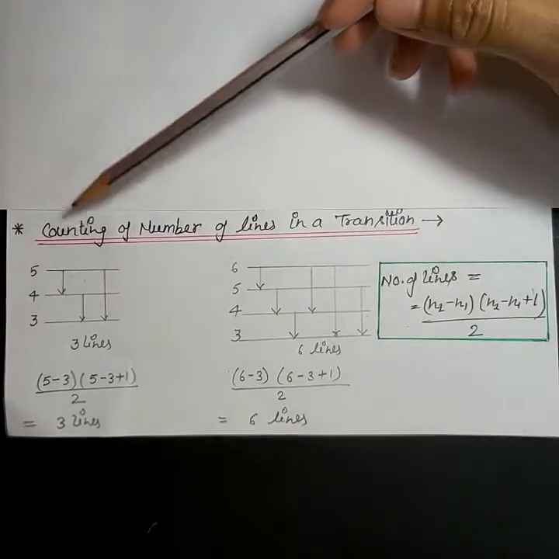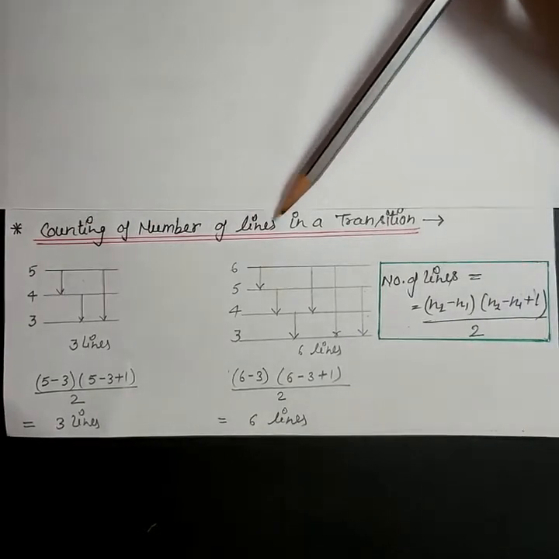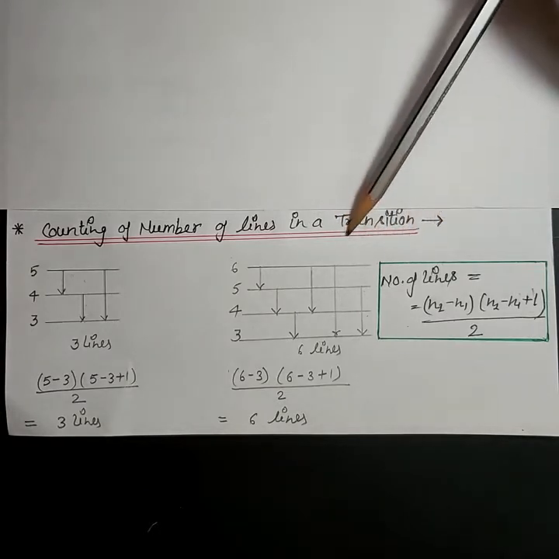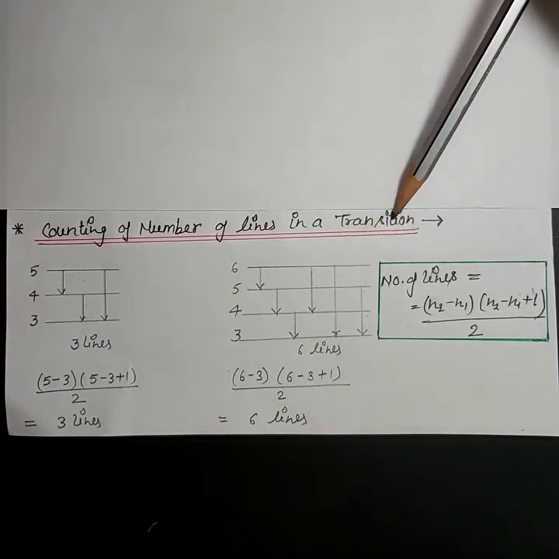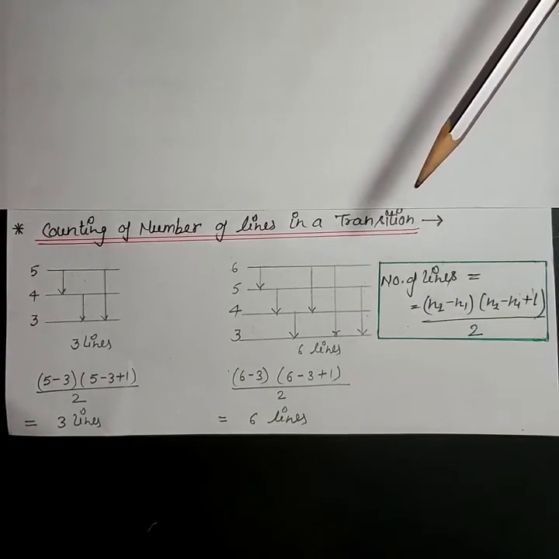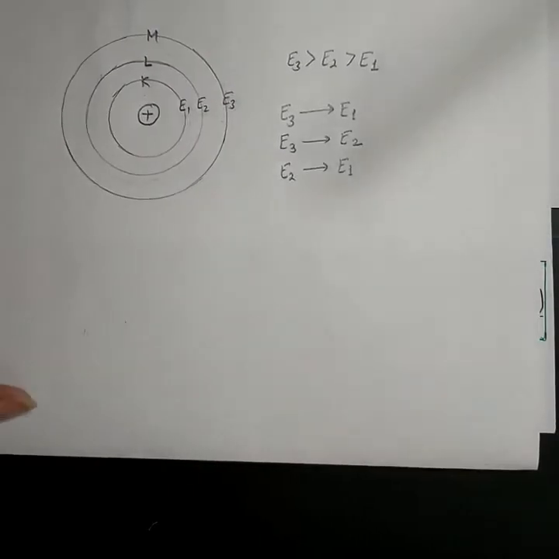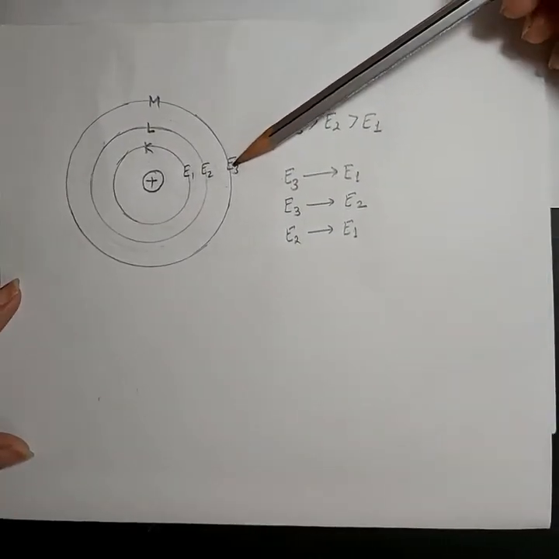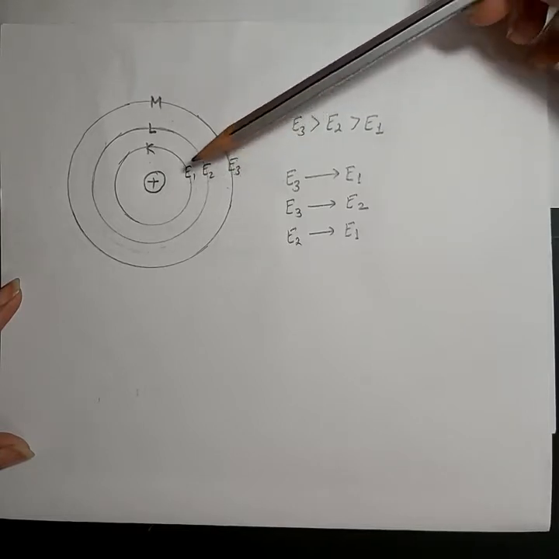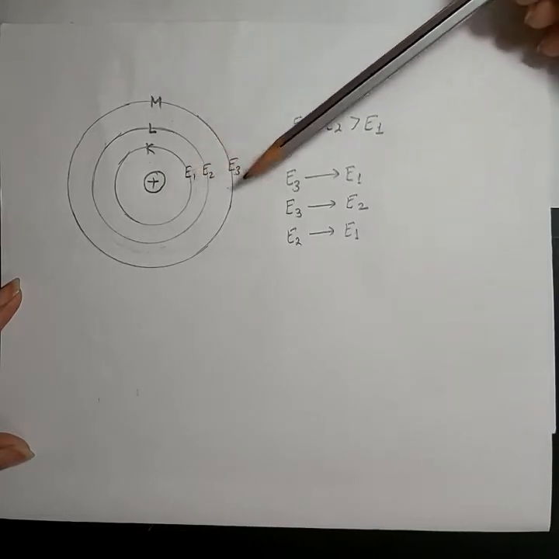In today's video, we count the number of lines in a transition. So first of all, you should know the transition. What is transition? Transition means transfer of electron from one energy shell to another. Like suppose electron is present in this shell and is going from E3 to E2 or E3 to E1. So this is called transition of electron.